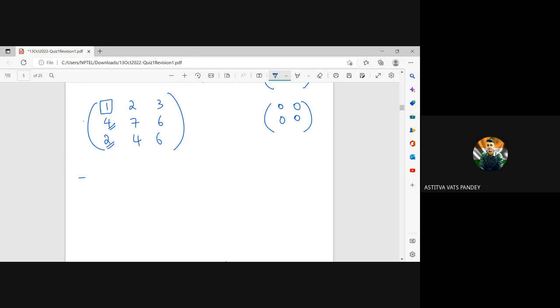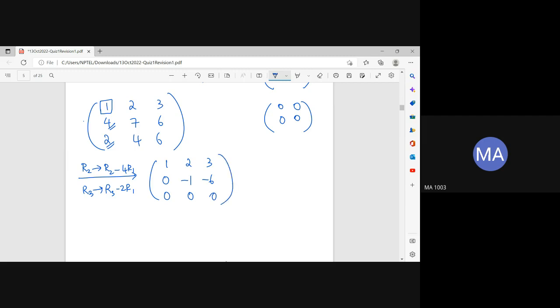By R2 minus 4R1, and R3 minus 2R1. So you will perform elementary row operations and convert a matrix into row echelon form. The first row remains as it is because there is no operation performed on it. The second row is replaced with the second row minus 4 times the first row. So that's going to be 0, minus 1, 0, 1, 6 minus 12 is minus 6, and then 0, 0, 0.